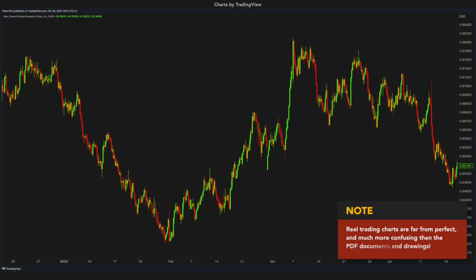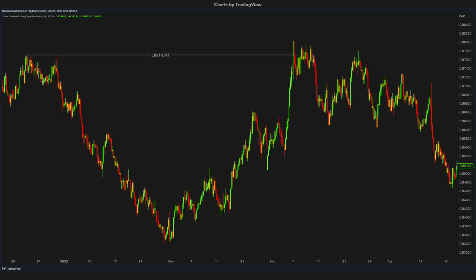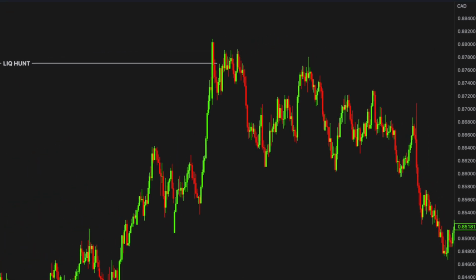Let's see an example. Okay, I especially chose these examples to show you how much practice you need to master the charts, because real charts are really confusing looking and far more complex than the drawings in PDF documents. Firstly, you can see the sort of stop loss hunt here. Price just goes above and cannot hold itself long. You can witness that price cannot make a new higher high. Instead, it makes a lower low with a high quality break.